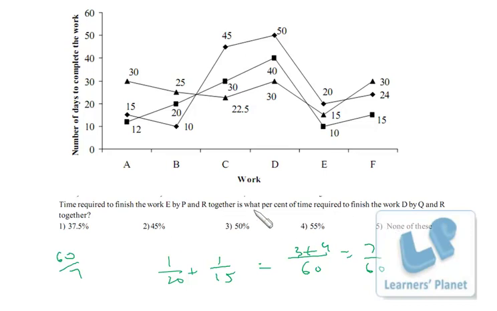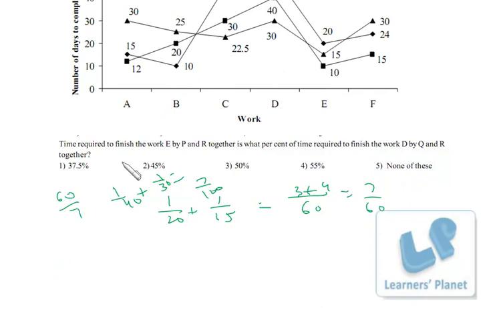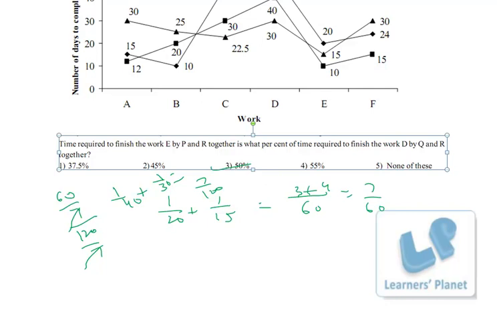Now we have to see work D by Q and R. So Q is this, so that's 1 by 40, and R is triangle, that's 1 by 30, so it is 7 by 120, right? Now the total duration will be 120 by 7. Right? So this is what percent of this? So clearly it is 50%. Okay? Pretty simple.